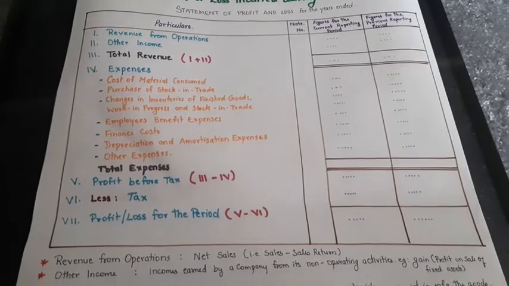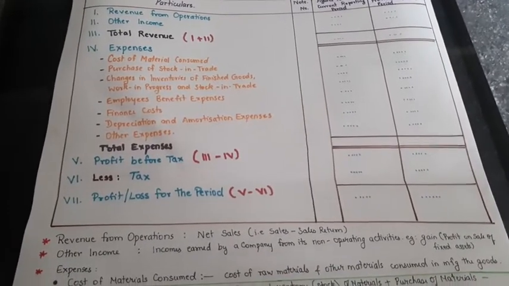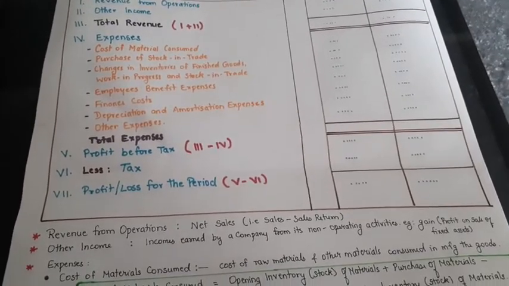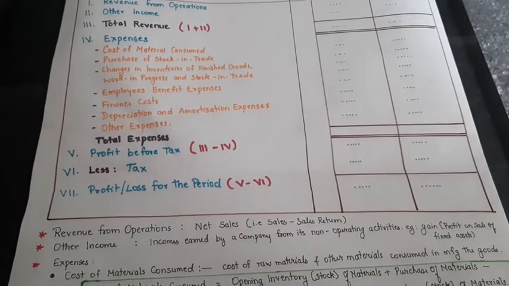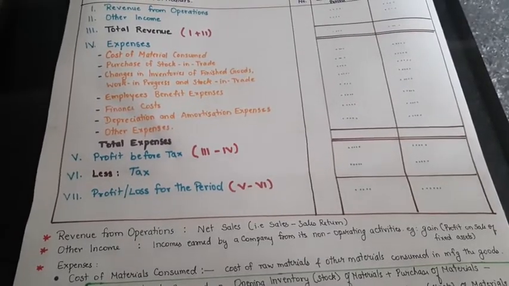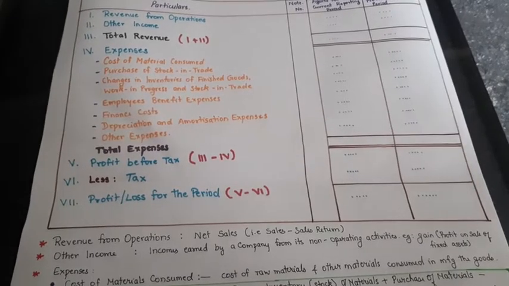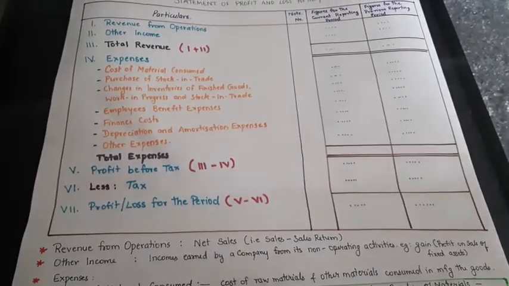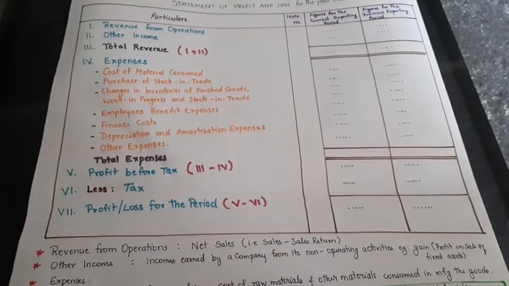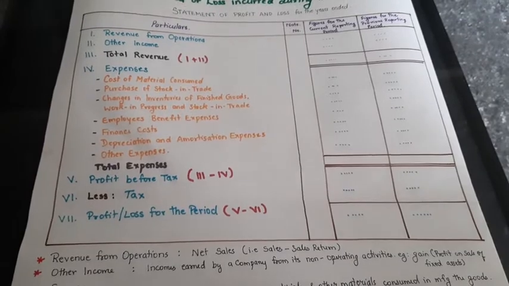Moving further, we will have the fourth item, expenses. Some examples of expenses are given in front of you. Adding all the expenses together, you will get total expenses. The fifth item is profit before tax. To arrive at the amount of profit before tax, you have to subtract the fourth item, which is total expenses, from the third item, which is total revenue.